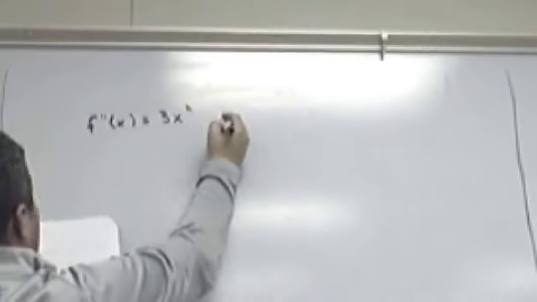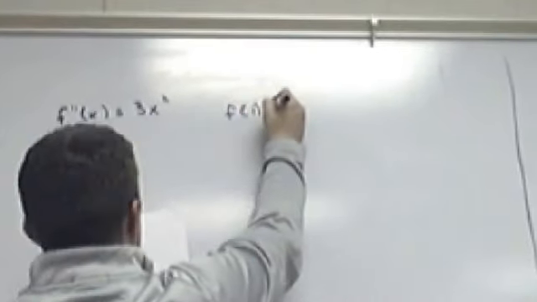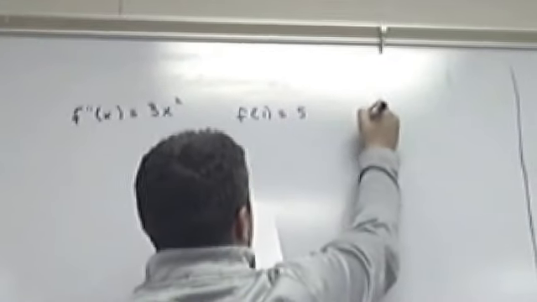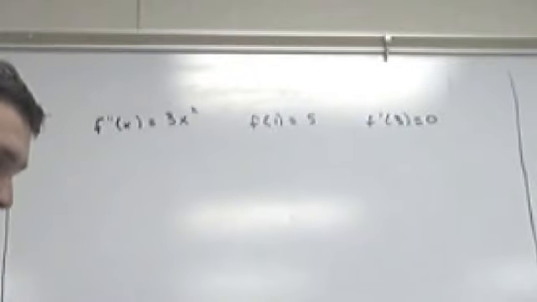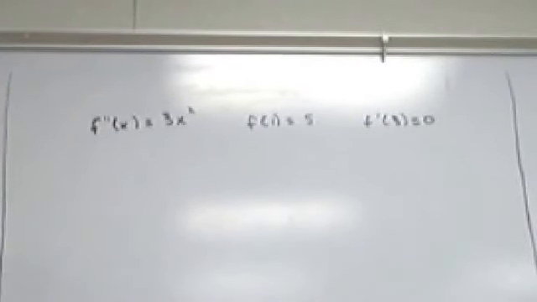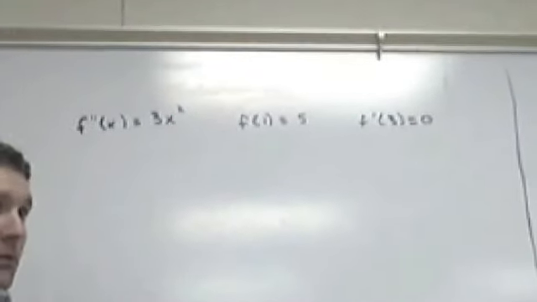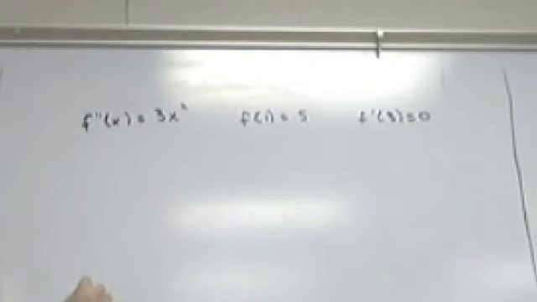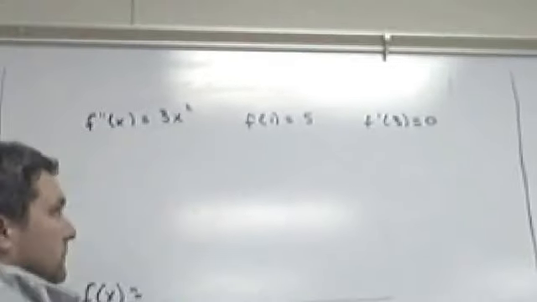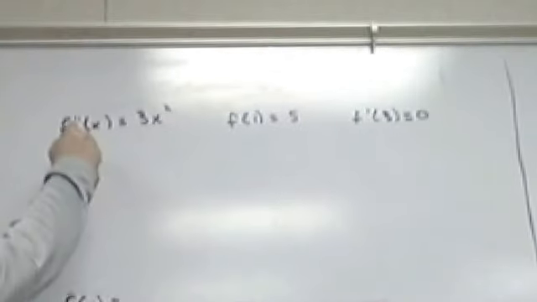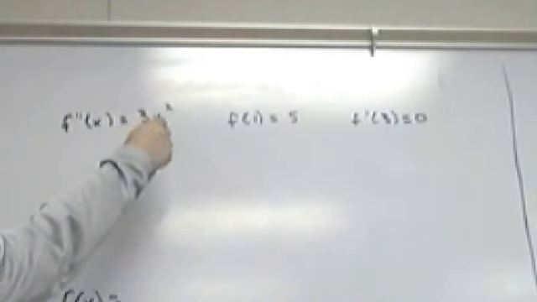So the last example: the second derivative of f of x is 3x squared. They tell me that f of 1 is 5 and f prime of 3 is 0. Find f of x. Solve the differential equation. What that means is solve for f of x. So our final goal here is to find what f of x equals. That's what we're looking for.